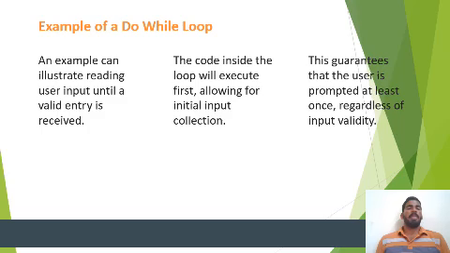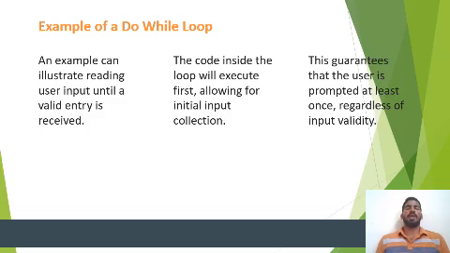Execution of do while loop. An example can illustrate reading user input until a valid entry is received. The code inside the loop will execute first, allowing for initial input collection. This guarantees that the user is prompted at least once regardless of input validity.